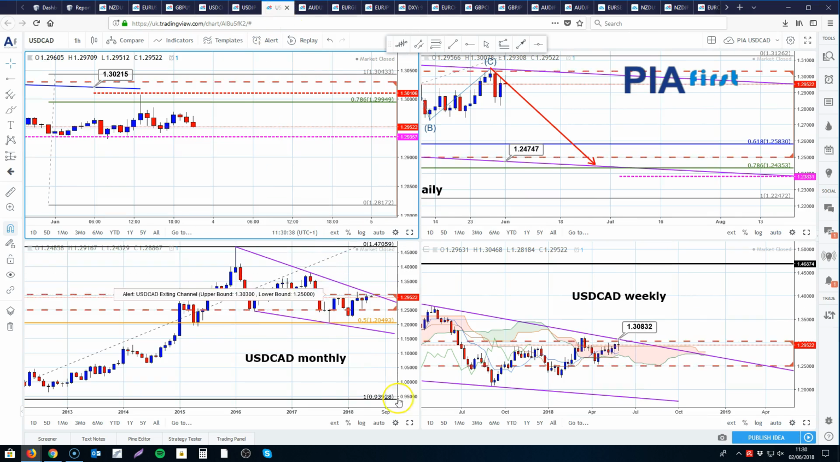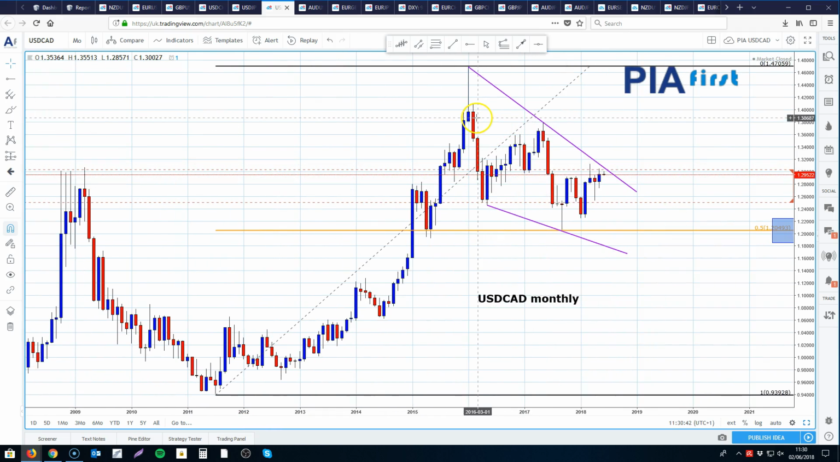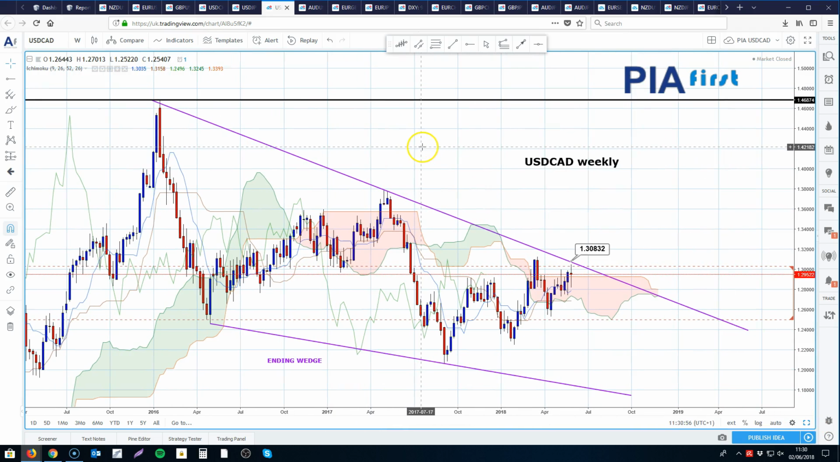Dollar CAD. Monthly chart highlights a bullish descending triangle formation. For the last 3 months, we can see spikes in all directions, highlighting indecision. The weekly chart highlights this formation a little bit better. A doji style candle posted last week. Trend line resistance coming in at 130.83.